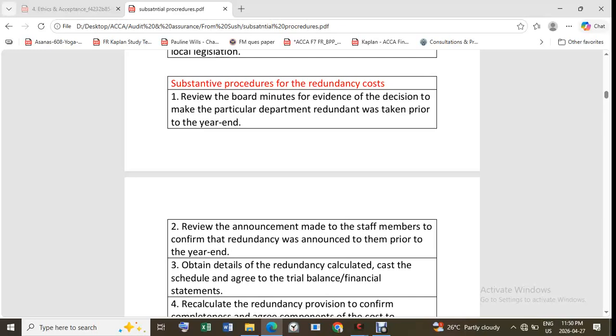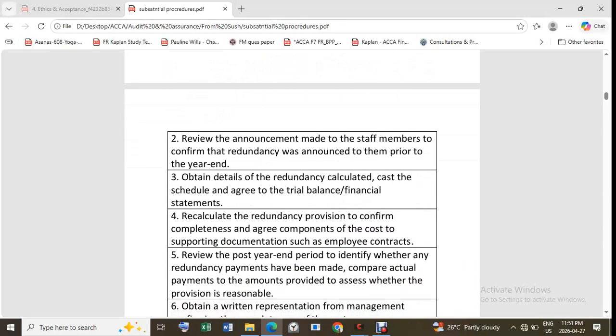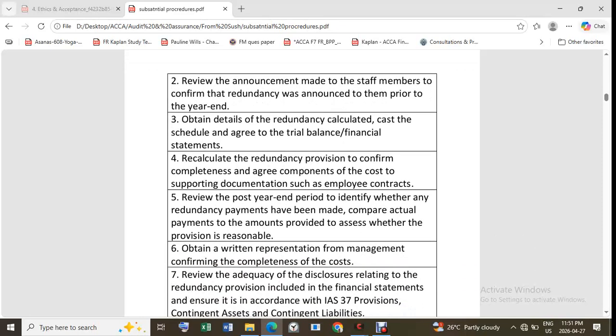Review the announcement made to staff member to confirm the redundancy was announced to them prior to the year end. Obtain detail of the redundancy calculated, cast the schedule and agree to the trial balance of financial statement.